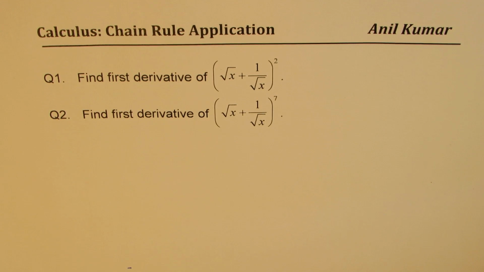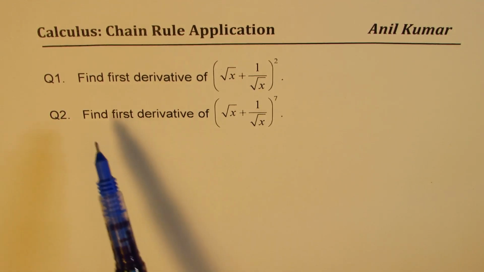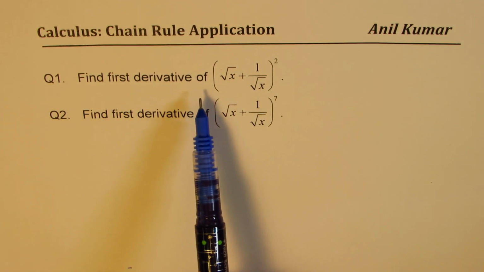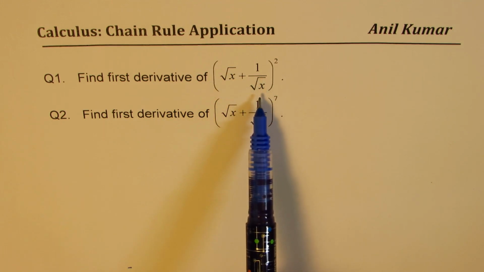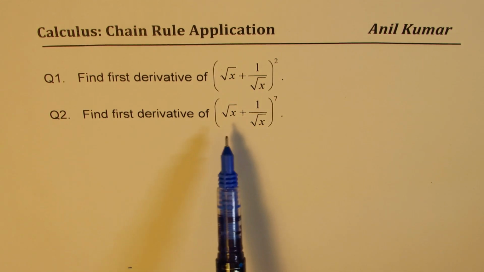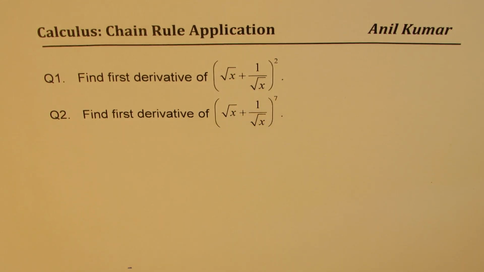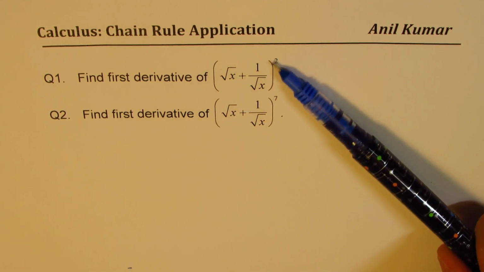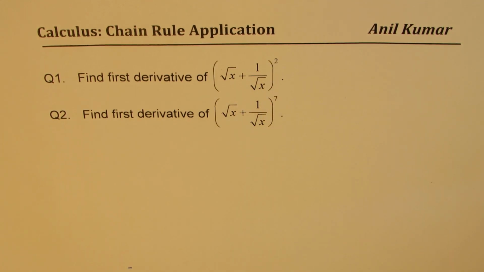We have just learned what the chain rule is, and here we will see its application. Now there are two questions which are very related. Question number 1, find the first derivative of (square root of x plus 1 over square root of x) whole squared. And question number 2 is find the first derivative of (square root of x plus 1 over square root of x) to the power of 7. So the only difference here is in the power of the function given to you.